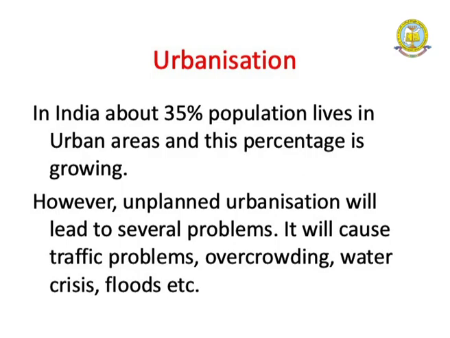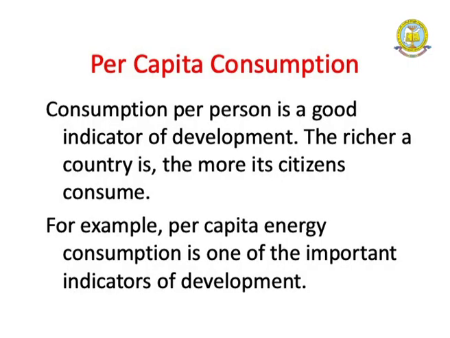Take for example Bangalore or Hyderabad, even a small rain is causing heavy floods and the people are suffering, and they do not have adequate sanitation, drinking water and other facilities. So, urbanization should be a planned one. And per capita consumption, how much a person is consuming, is a very good indicator of development. For example, what is the per capita consumption of electricity in the country. If it is high, that means the country is a developed country.